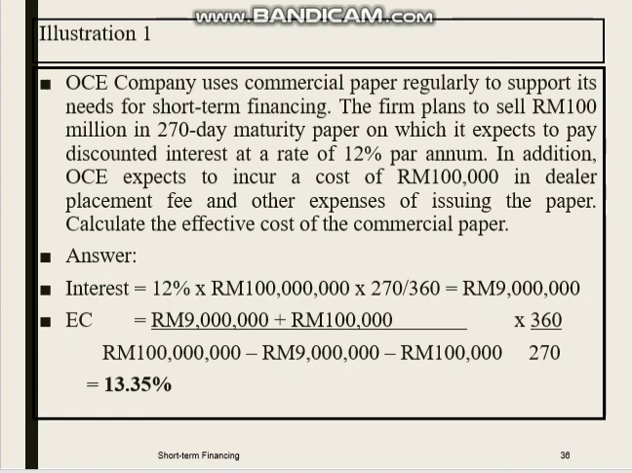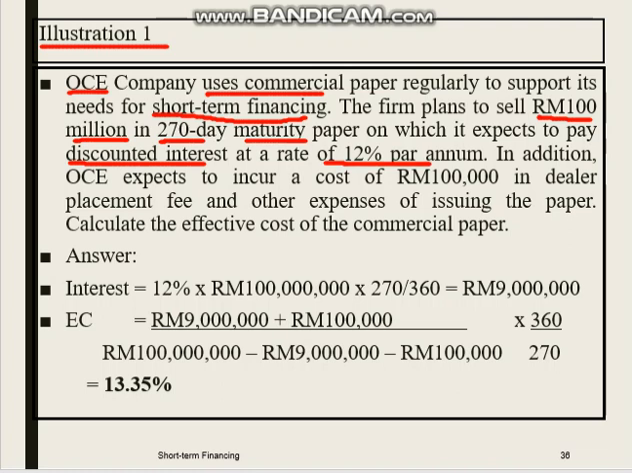Okay, now have a look. We're going to have a discussion on an illustration. What about this company? They would like to use commercial paper to support short-term financing, because they don't have enough money. This commercial paper is for 100 million. They offer a maturity period of 270 days, and the interest is a discount interest at a rate of 12%.